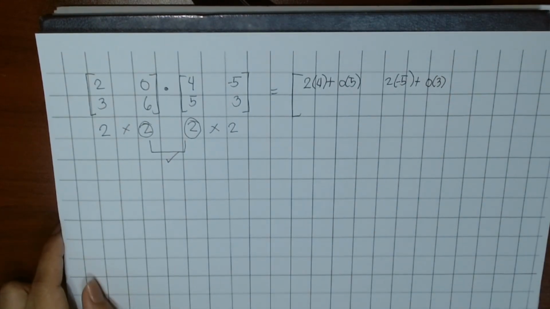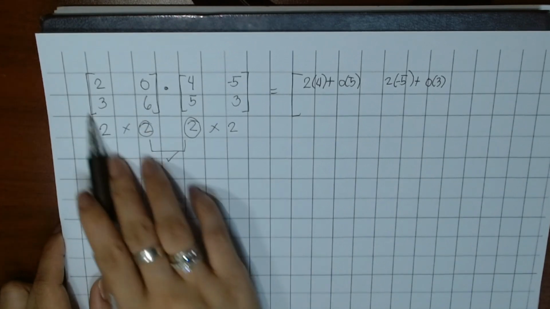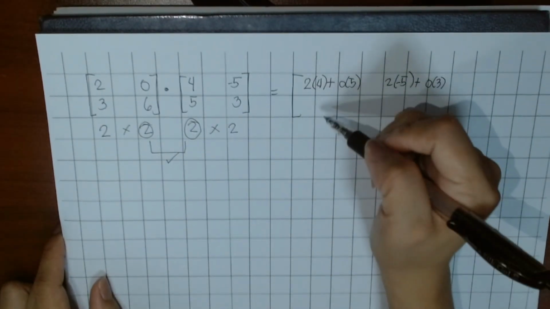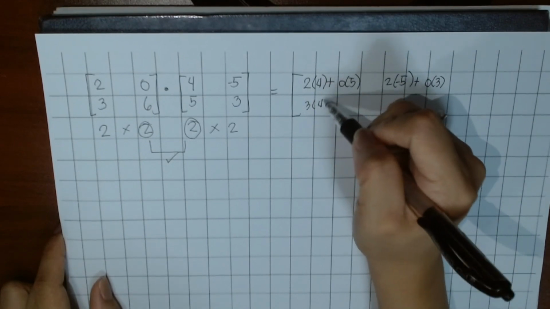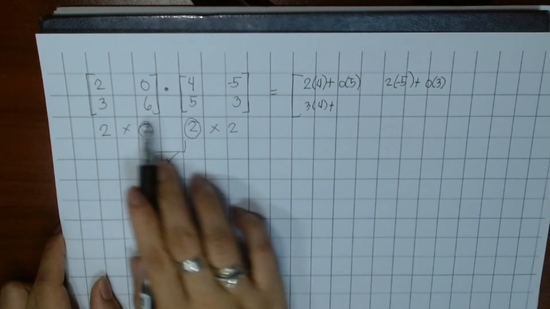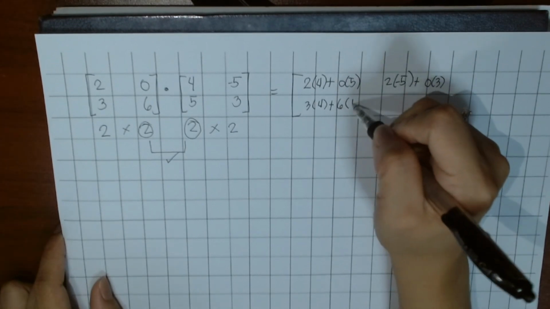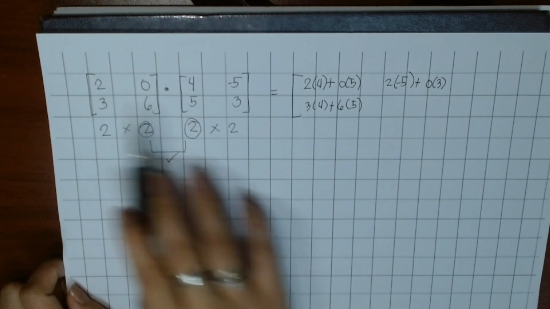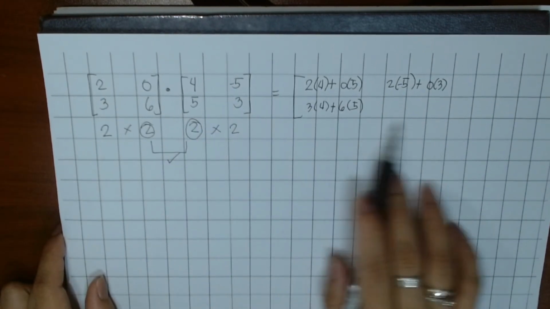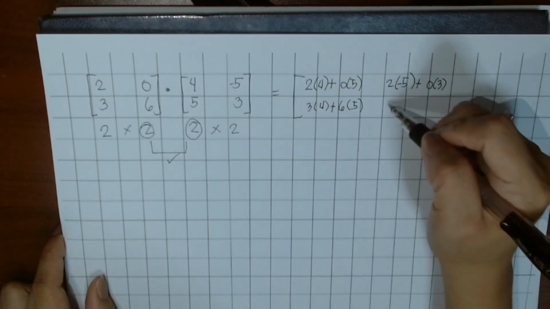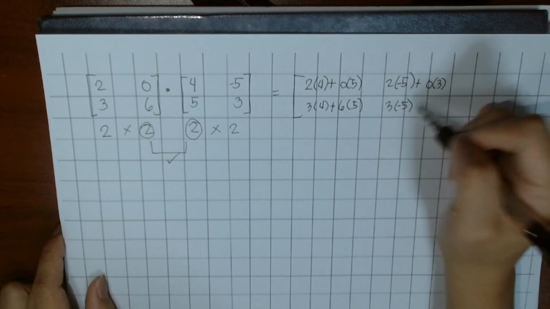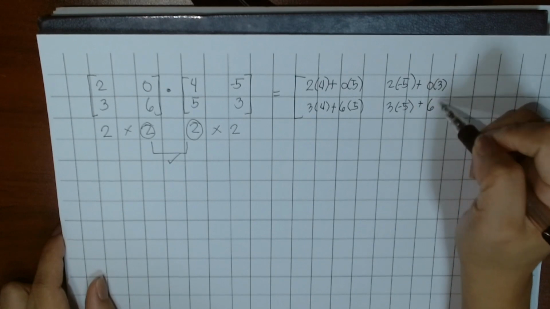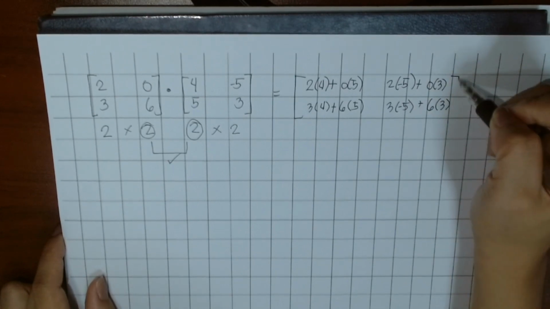Same process. Next is second row to first column. So we put it in the first column but second row. So 3 times 4 plus 6 times 5. Next, second row to second column. So that's where we put it. 3 times negative 5 plus 6 times 3. There you go.